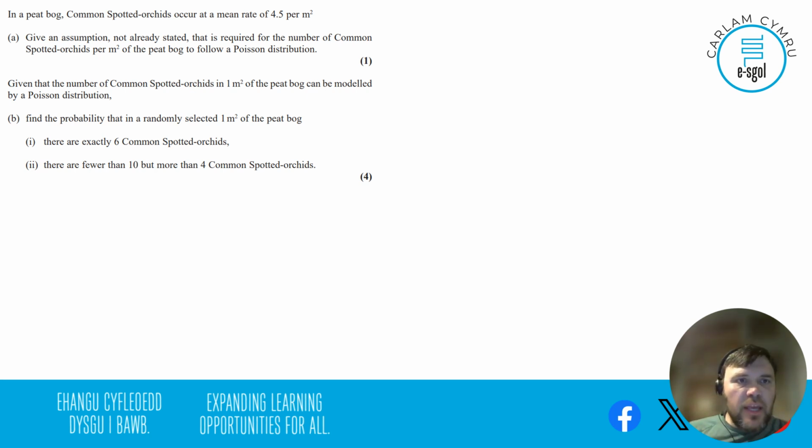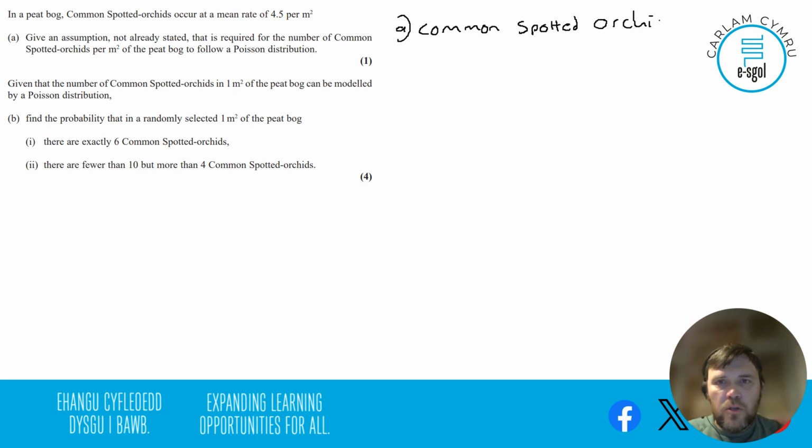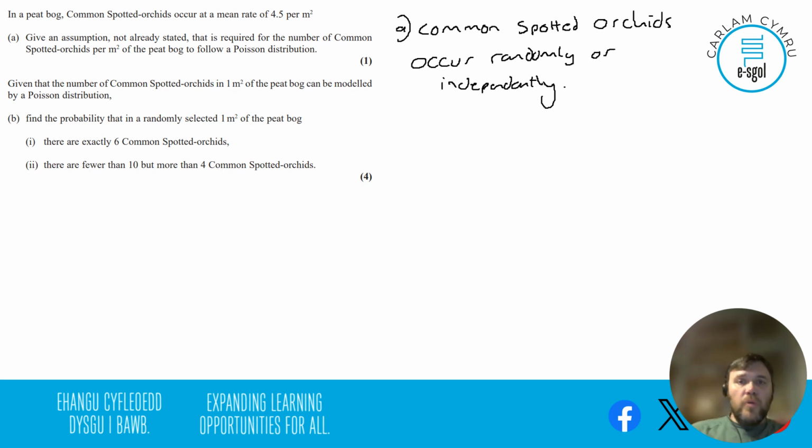So here we have in a peat bog, a spotted orchid occurs at a mean rate of 4.5 per meter squared. Give an assumption not already stated that is required for the number of common spotted orchids per meter squared of the peat bog to allow a Poisson distribution. And again, this is context of the question. So part A, common spotted orchids occur randomly or independent of each other, or independently would probably be better. So either of those would be perfect.